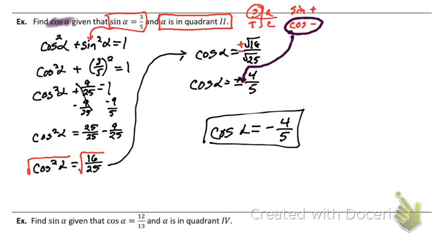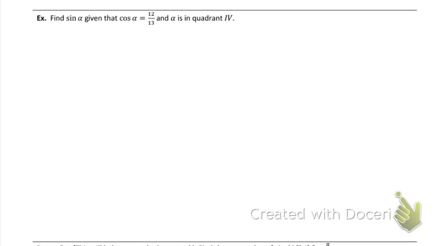Let's go ahead and do that one more time. So we are trying to find sine. Our goal is to solve for sine, given that cosine alpha equals 12 over 13. Once again, I'm going to note that we are in quadrant 4. In quadrant 4, if we're doing our All Students Take Calculus, cosine is positive and sine is negative. Our answer is going to be negative, because once again, we're going to take the square root of both sides, and we're going to come up with a positive or negative answer. Let's plow through this one.